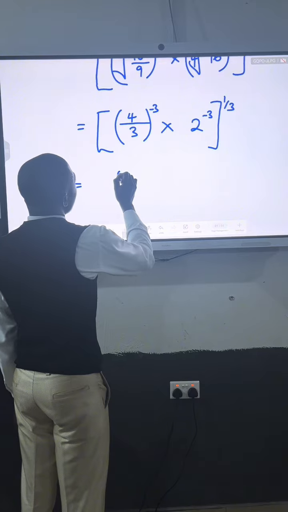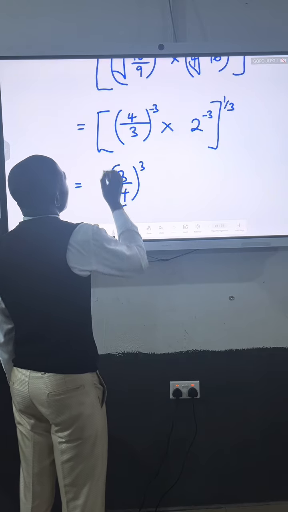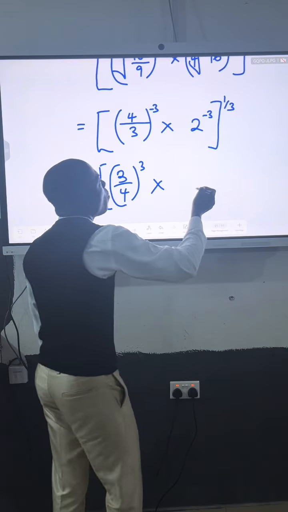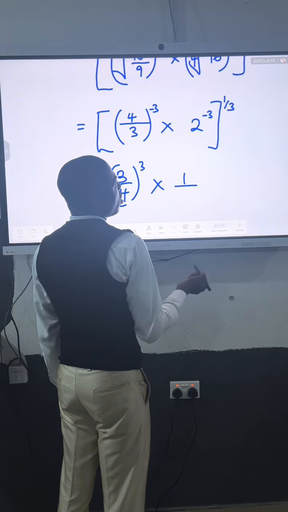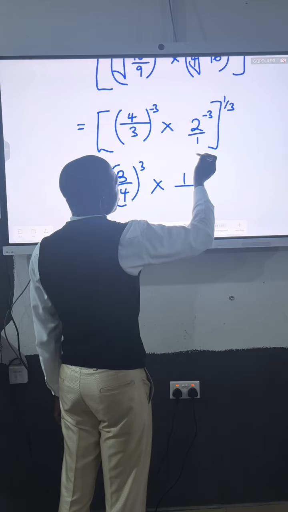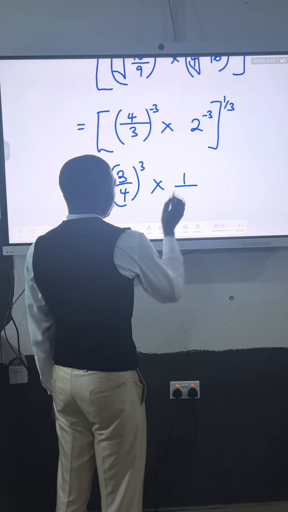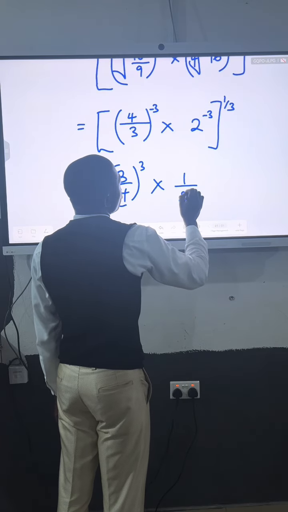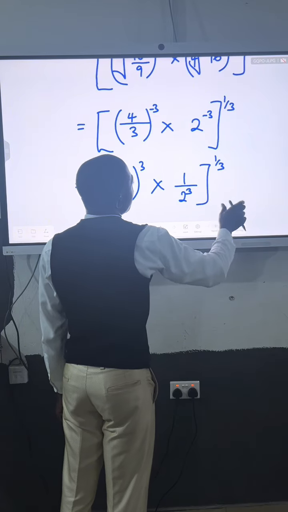So we can swap this by writing 3 over 4, and then we cancel out the minus sign and just write positive 3 multiplied by, we'll do a similar thing here. Write 1 over 1 first, then when you swap, or just do it directly, write it as 1 over 2 raised to the power of 3. Close the bracket. Everything raised to the power 1 over 3.